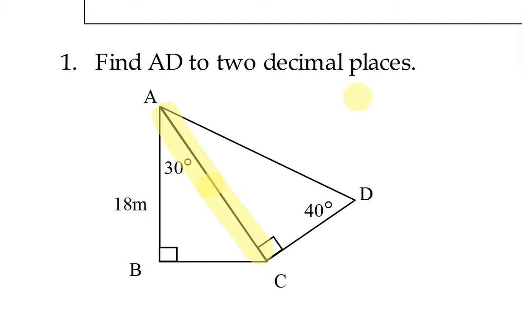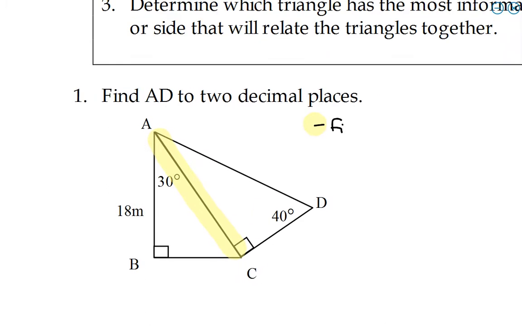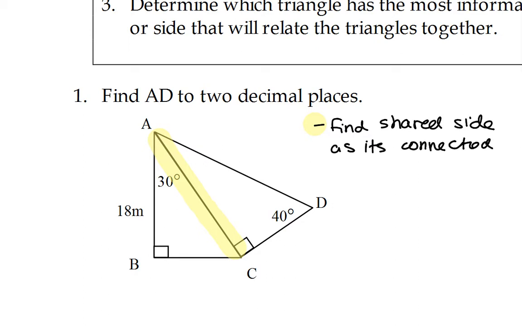So if you could find the shared side, it's connected to both. Find the shared side. I'm writing my notes double here. Find the shared side as it's connected to both. That makes sense, right? Both the triangles have it. So usually it's like the key to unlock the problem.